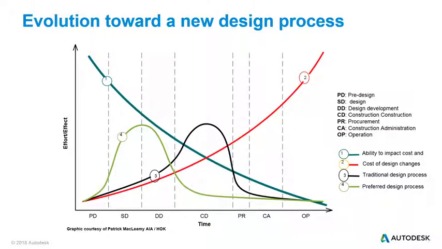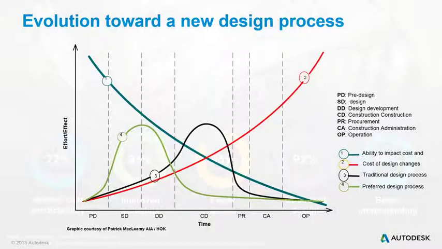So what we hope to do is have this ability to impact the cost, and this shows across a project that it's harder to impact the cost of a project as it moves along. So you have less ability to do that as it goes from design stage right through to completion and operation stage of a building.